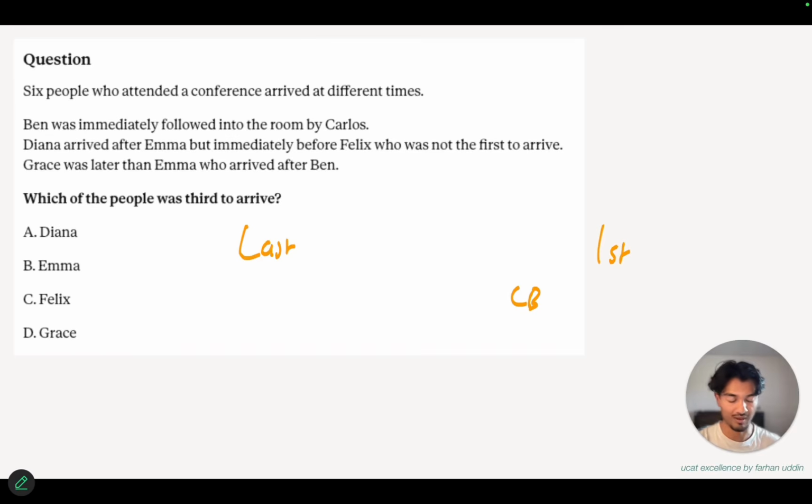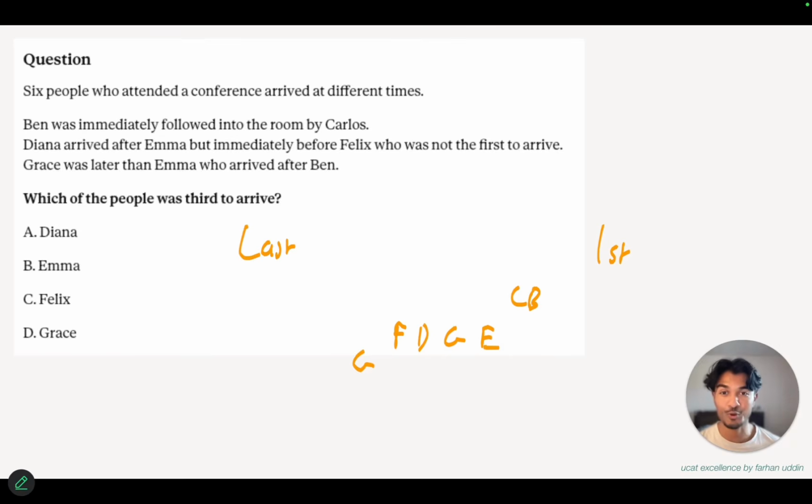up the line. Next, Diana arrived after Emma. So we've got Diana, we've got Emma. I'm leaving a gap because we don't know if it was immediate. And then, but immediately before Felix, who was not the first to arrive. So we know that Felix goes here. And Grace was later than Emma. So Grace has to be somewhere here, who arrived after Ben. So we just know that Grace has to be somewhere maybe here, or could even be here potentially. We don't know. We don't have enough information.